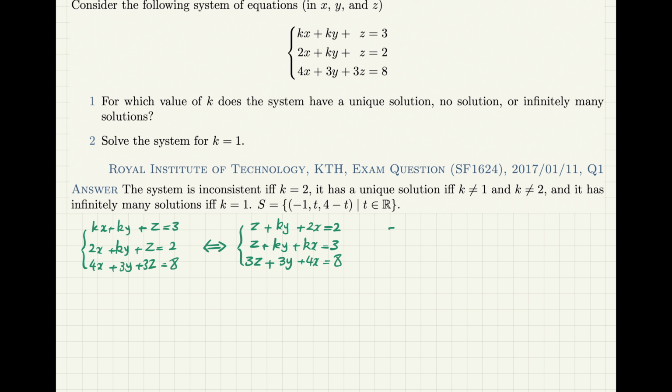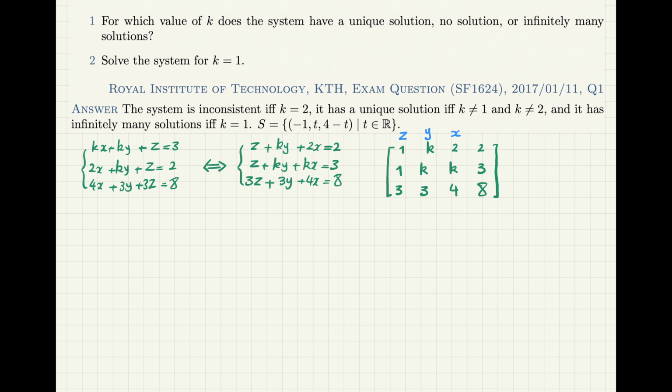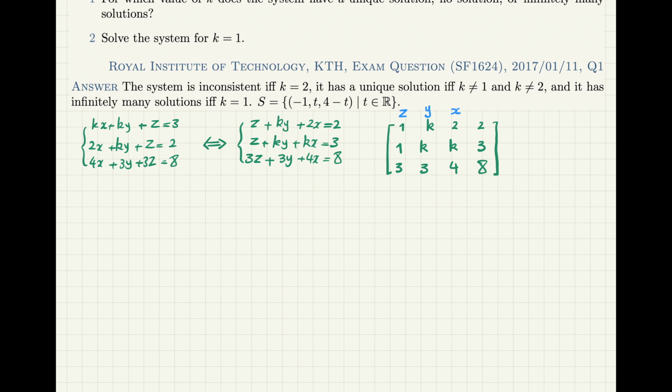Because now if I start writing the augmented matrix, the first row becomes 1, k, 2, and 2, the next one becomes 1, k, k, and 3, and then I have 3, 3, 4, 8. But something you need to be careful about is that the first column is not the x column, it is the z column, the second column is the y column, and the last one is the x column. So you need to be careful about this order until the end of this problem. Now I will start using Gauss elimination very easily. Namely, I will copy and paste the first row.